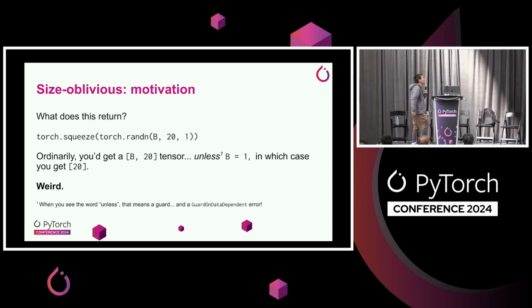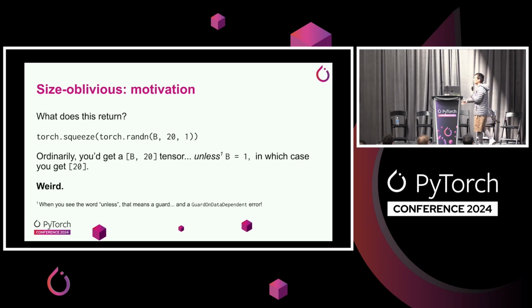So in this example, I have a program. I'm creating a b by 20 by 1 tensor. It's filled with random data. And then I'm calling squeeze on it. For those of you who don't remember, squeeze is an operation in PyTorch which removes every dimension which has size 1. So this is just a convenient thing to do sometimes when you're trying to get something into the right shape to pass it somewhere else.